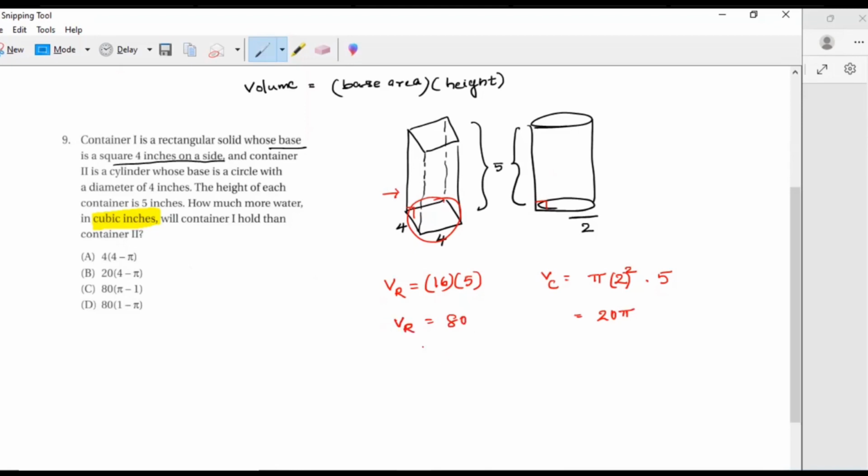Correct. And he's asking how much more water container 1 holds. So what is he implying? Container 1 has more volume, correct? That means he is asking 80 minus 20 pi, correct? What can I factor between these two terms? 20. So 20 times (4 minus pi). Is that clear?